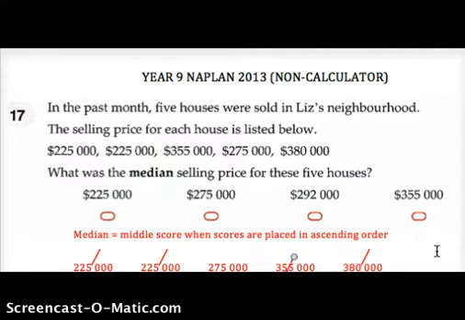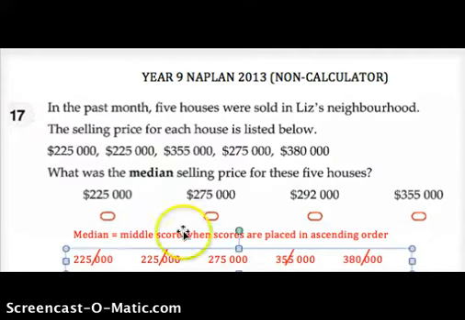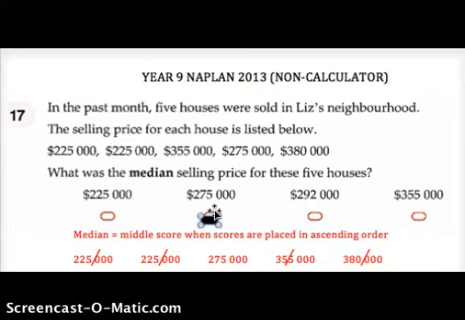So that leaves me with my middle score being, so I've crossed off 225 and 380, and I've crossed off 225 and 355. Therefore, my median score is here. It's 275,000, because that's the middle score.